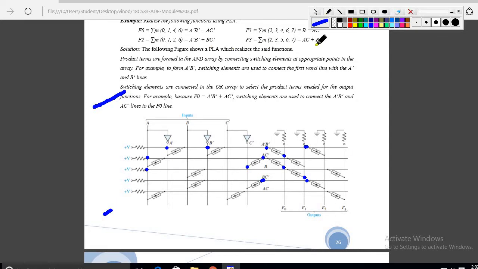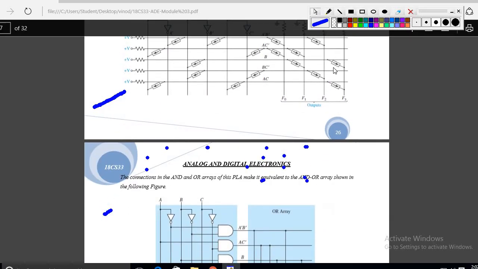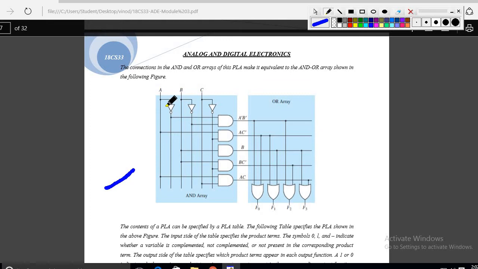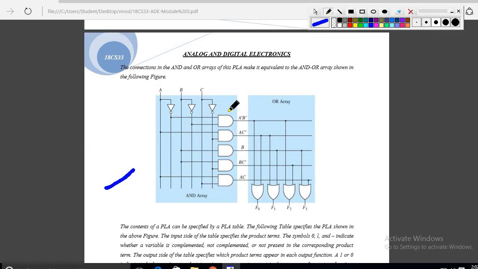F3 is A C plus B. A C means what? This one is B and A C is connected like this. In this way we have to connect, but the exact structure is this one. See here, this is the exact structure. You have to write like this. First you write the AND gate, and here it is the OR gate, because it is a feasible AND and this is a feasible OR. For that reason the AND gate is there and the OR gate will be there.